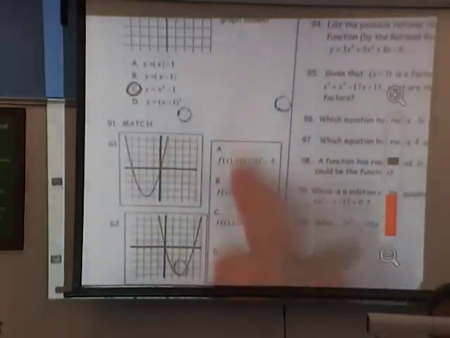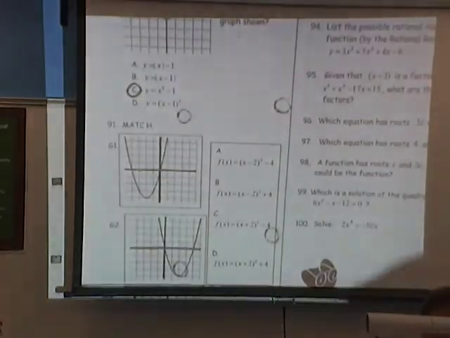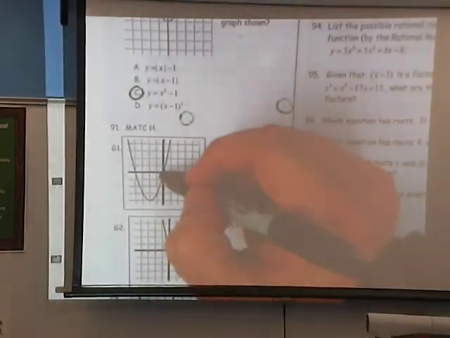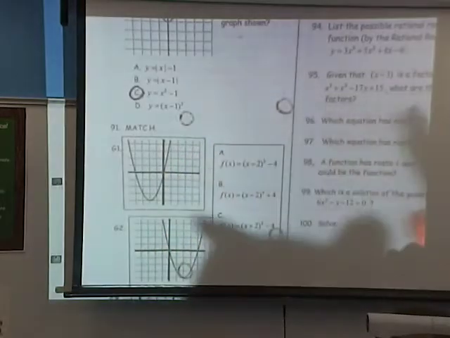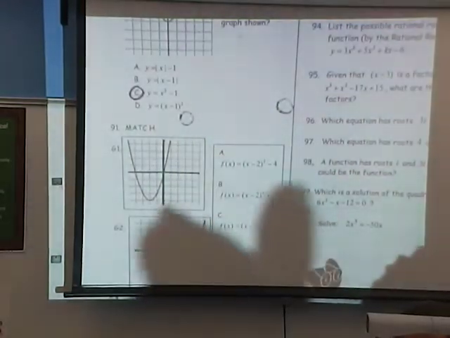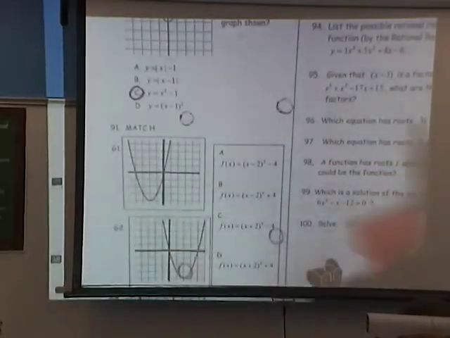Alright, so here are our choices, A, B, C, or D, and here's the graph. It looks like it moved to the left 2, and then down 1, 2, 3, 4. So left 2, and down 4. C. Everybody okay with C? Yeah.